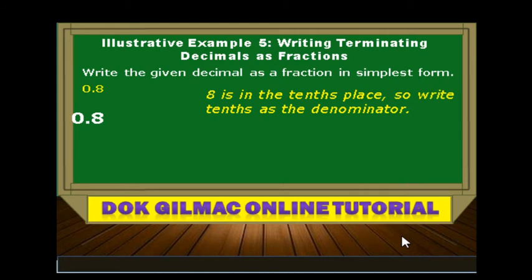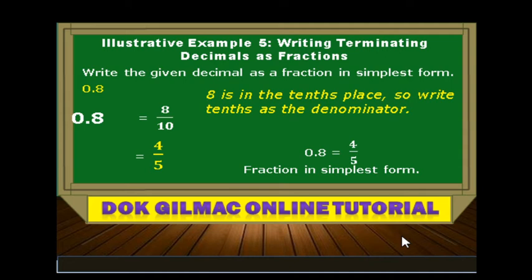0.8. 8 is in the tenths place. So write tenths as the denominator. So we have 8 over 10. Let's reduce. So that's just equal to 4 over 5. Take note, 0.8 is just equal to 4/5, which is the fraction in simplest form. The equivalent fraction of 0.8 in simplest form is 4/5.